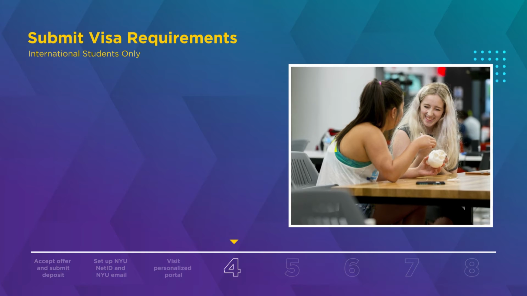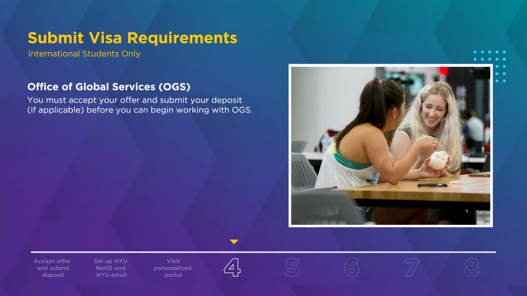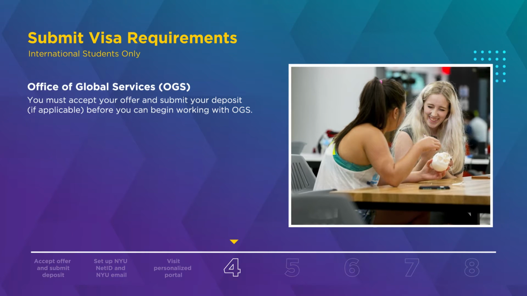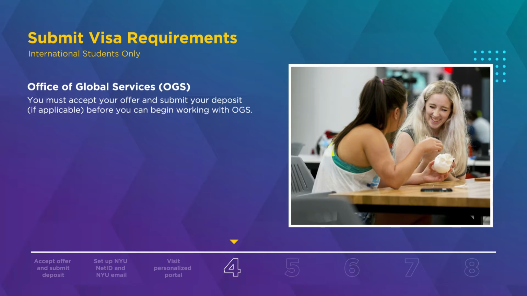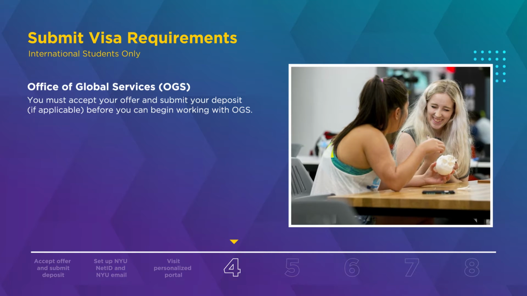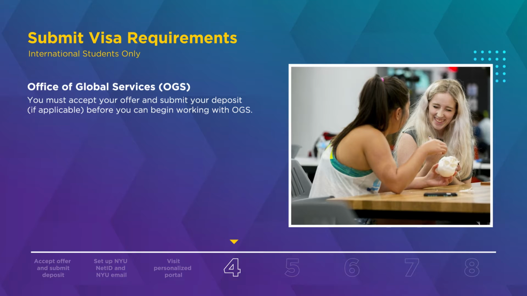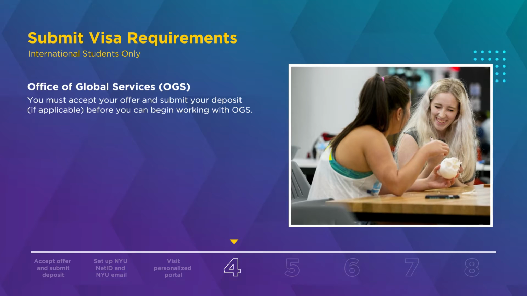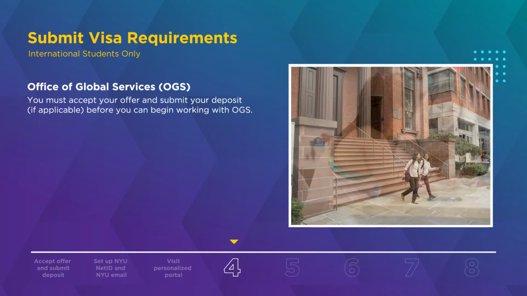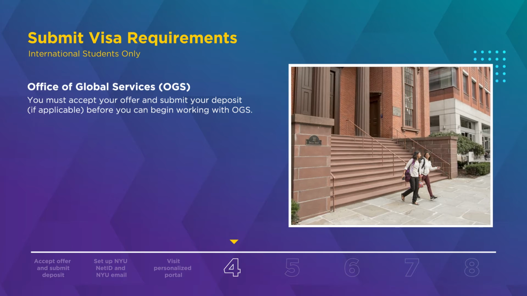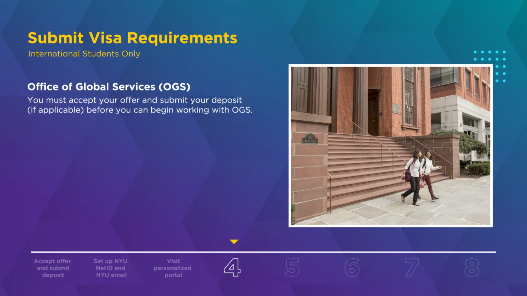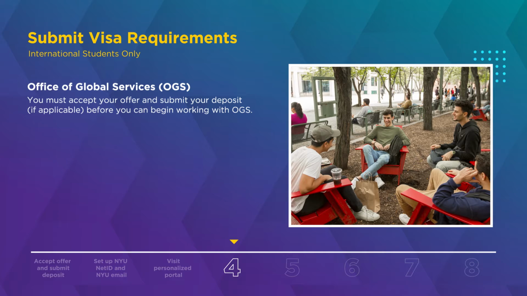If you are an international student, your next step will be to submit your visa requirements and work with the NYU Office of Global Services. Students who do not require a student visa can skip ahead to the next step, which is to complete your health forms. The Office of Global Services, or OGS, is your NYU resource for everything relating to visa and immigration services.